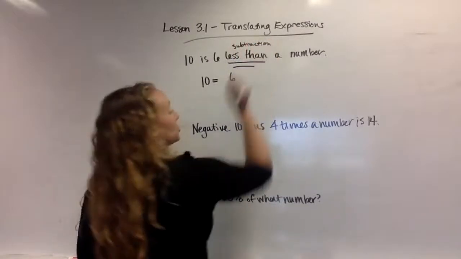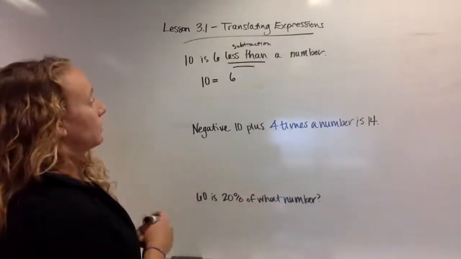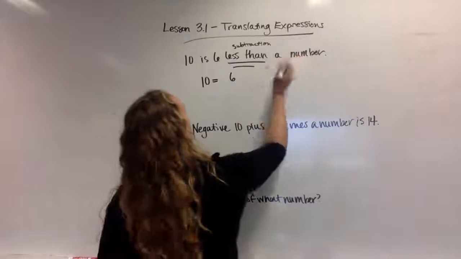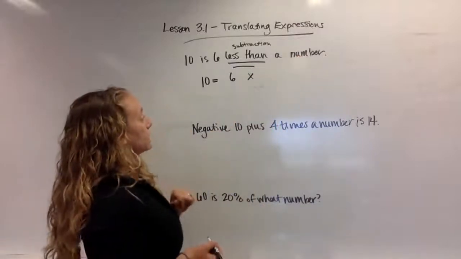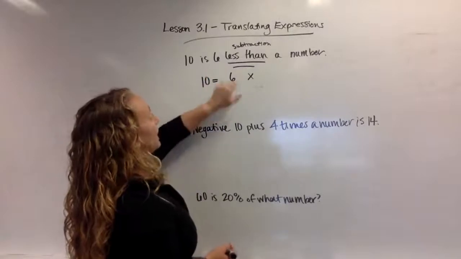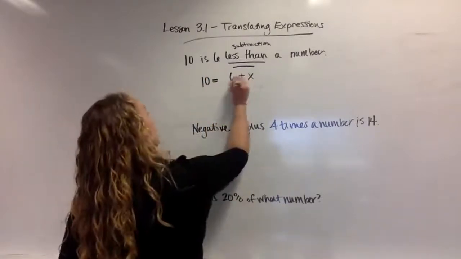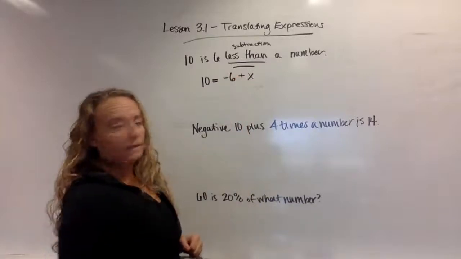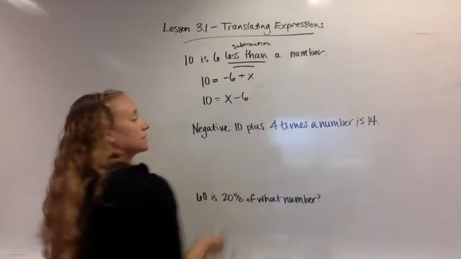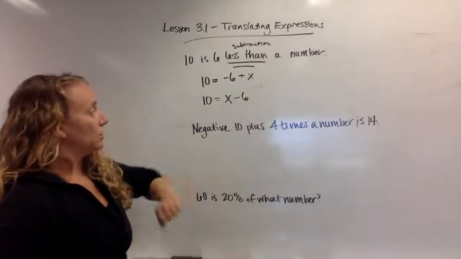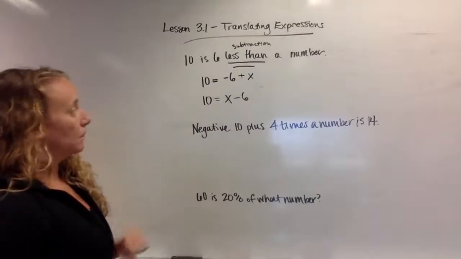Thing is, I can show subtraction either with a negative number or subtracting from a number. I also know I have a number, which I don't know what it is, so I'm just going to call it X. Now, how am I going to show that I need 6 less than this number? I could say plus a negative 6 like that. Or I could write 10 is equal to X minus 6. So I'm actually showing the subtraction instead of 6 less than that number in terms of a negative number.